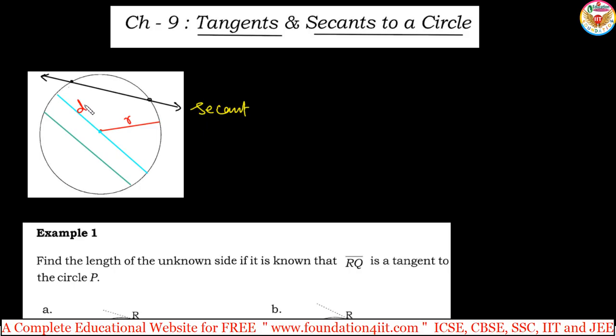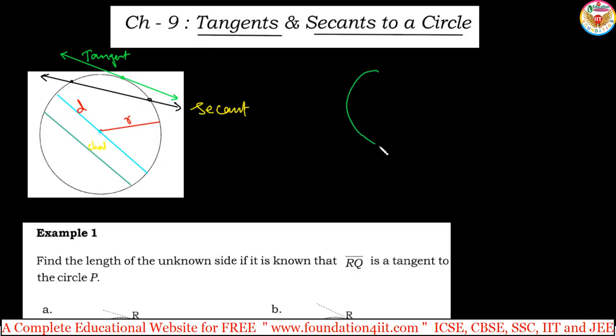So radius, diameter, this is the chord, and a line joining 2 points of the circle is a secant. And if you slowly extend the same secant to the edge, it will touch at only a single point, right? Now if a line touches only 1 point of the circle, it is a tangent. A line touching 1 point of the circle is a tangent, 2 points of the circle is a secant, right? This is about the tangent and secant.